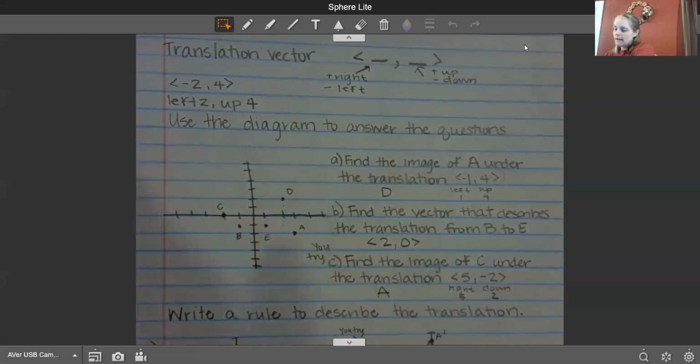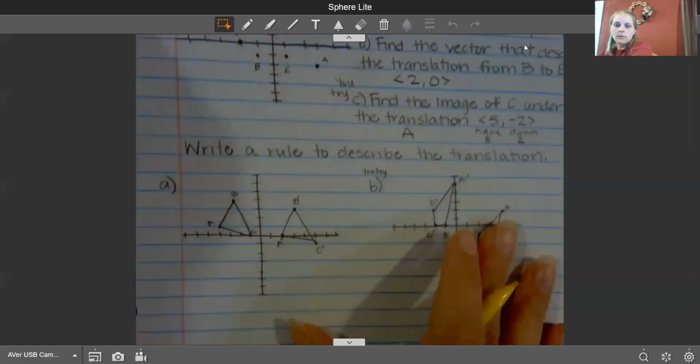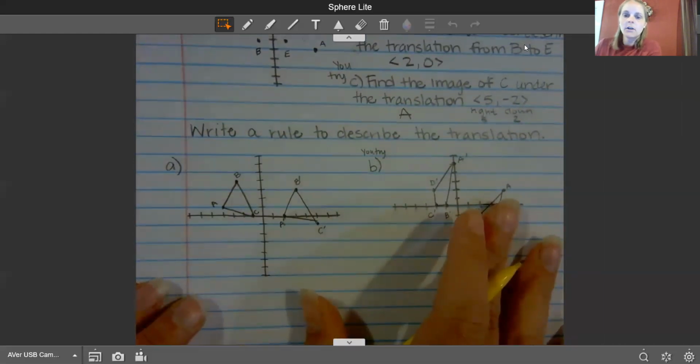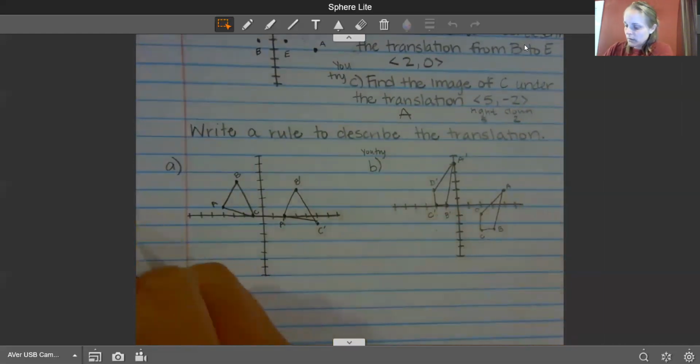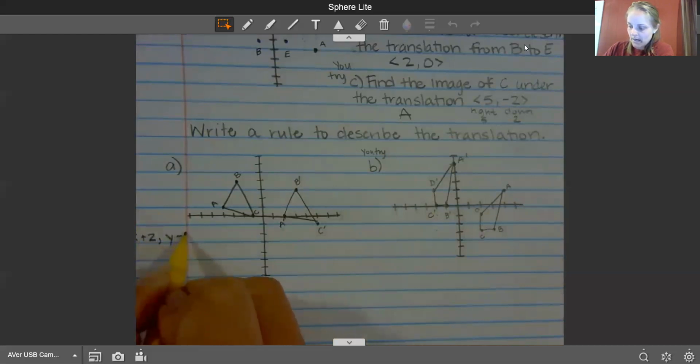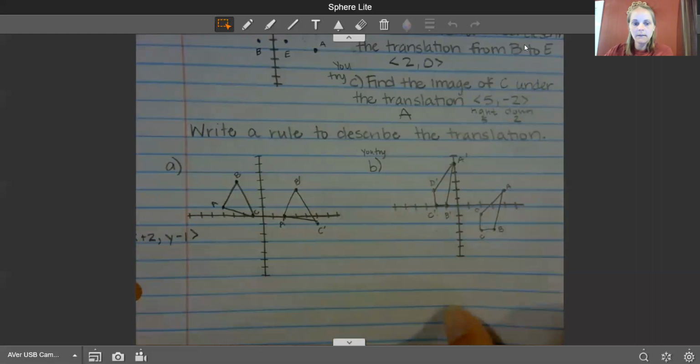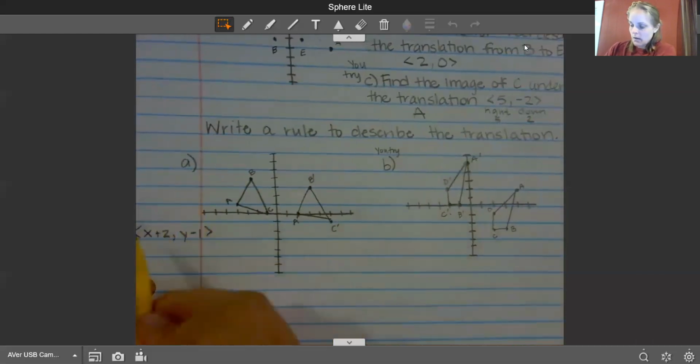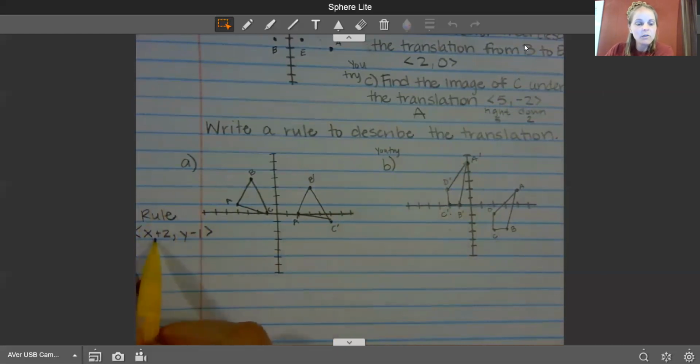Okay, all right, so last thing. It says write a rule to describe the translation. So a rule is going to be x plus 2, y minus 1. Okay, so this is just an example of a rule. I'm going to add 2 to the x values, which still means I'm going to go right 2, and I'm going to subtract 1 from the y values, which still means I'm going to go down 1. But being a rule, I have to have my variables in there.